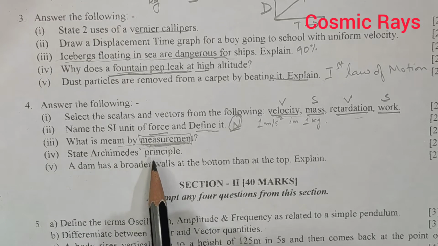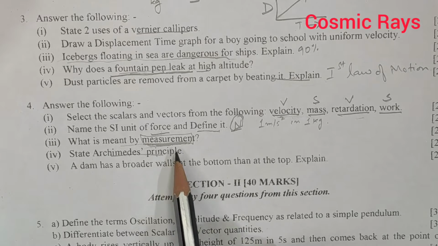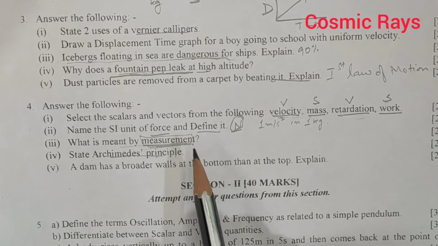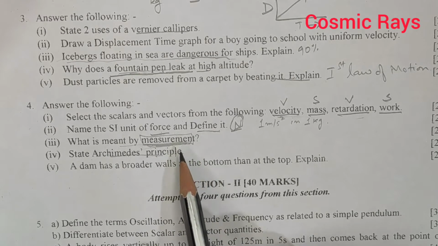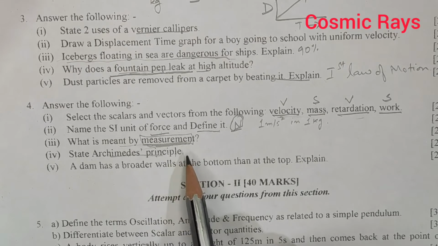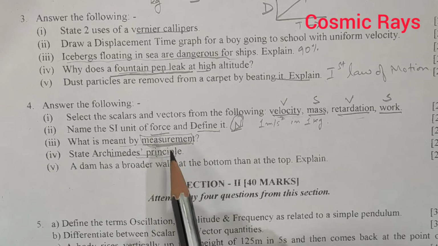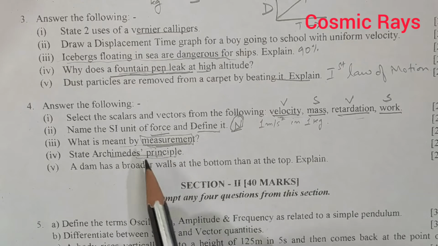Now state Archimedes' principle. So Archimedes' principle states that when a body is submerged in a liquid, it is going to experience an upthrust, and that upthrust will be equal to the weight of the liquid displaced by the body, which means the more you submerge it, the more will be the upthrust.